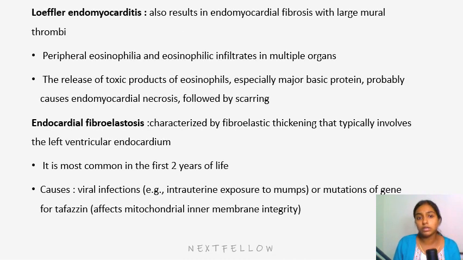Coming to Loeffler's endomyocarditis, it is nothing but an endomyocardial fibrosis. Here it is associated with peripheral eosinophilia and eosinophilic infiltrate into multiple organs. The fibrosis is mainly due to the release of toxic products from eosinophils, which may cause endomyocardial necrosis followed by scarring. Next is endocardial fibroelastosis. This usually occurs within the first 2 years of age, and the main etiology is viral infection or mutation of the tafazzin gene.